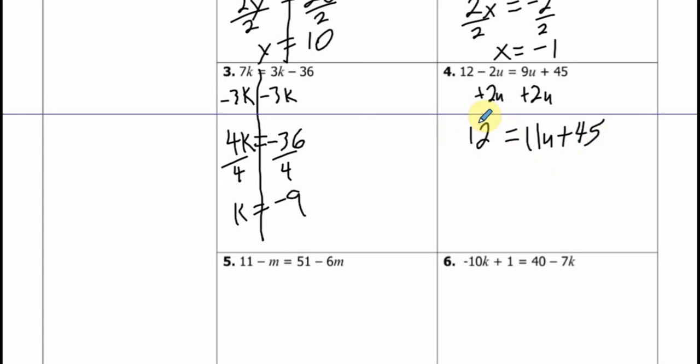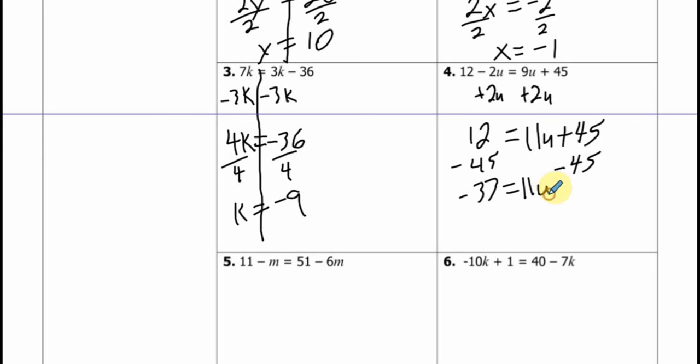And once again, we got rid of the variable. So now we get u by itself using the reverse order of operations. 11 times u plus 45. So we get rid of plus 45. So minus 45, minus 45. That's going to give us negative 33. 45 and minus 45 cancel.